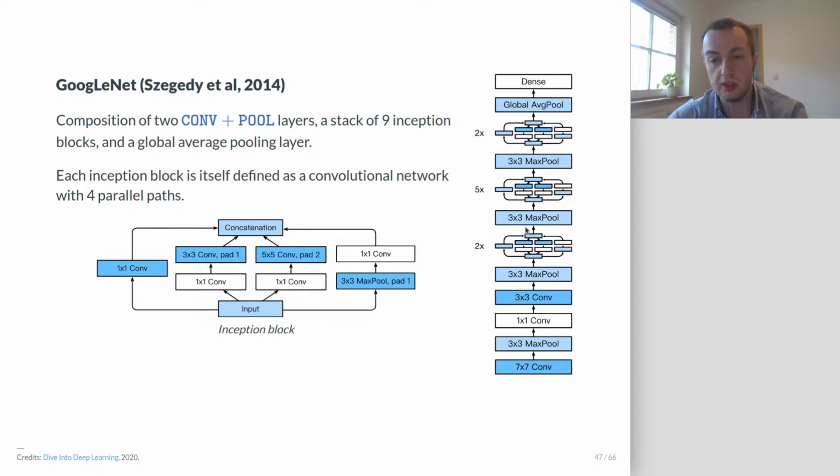be repeated twice. Then you would do pooling. You would repeat this whole thing 5 times. You would do pooling. You would repeat that twice again, and then a pooling, and then a dense layer.